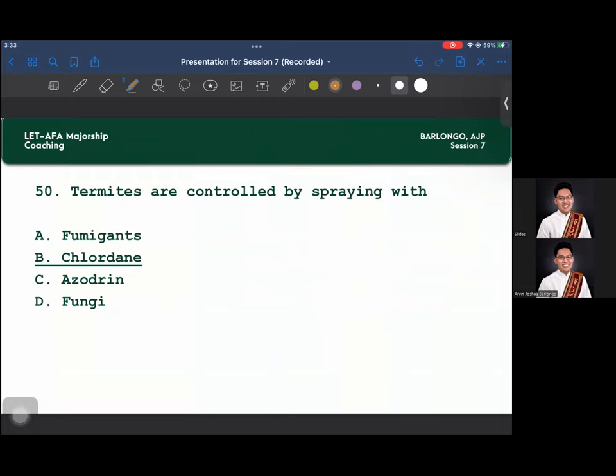Fumigants is for rats, tsaka sa mga rodents, tsaka vertebrate pests. Azadrin is for yung aphids, mites, leaf miners, yung mga yan. Yun yung kinokontrol ng azadrin. Whereas yung fungi, it is not actually a means to control, but it is actually the one that is being controlled in crop protection. So fungi is considered as a pest, as a biological pest. Okay.